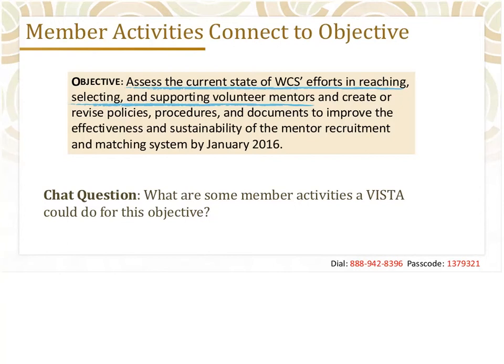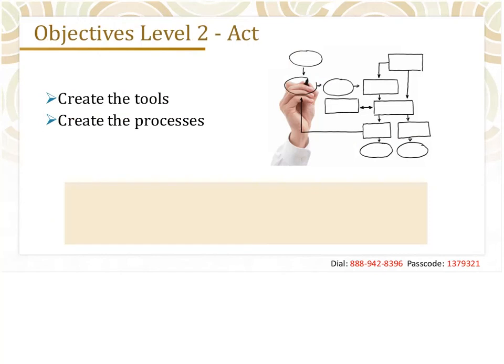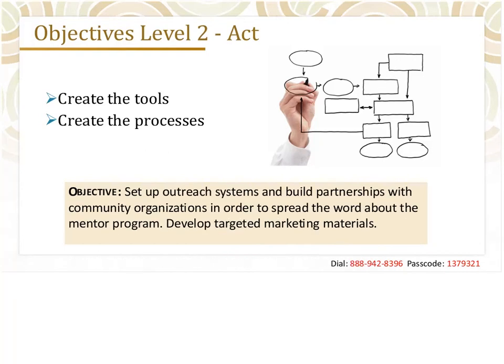I'm going to take us to that next level so we can start to take a look at that one as well. And I'll be honest, this is probably one that most supervisors are most familiar with, the whole ACT piece, where we start to say in these objectives, we're going to create the tools, we're going to create the processes. Now, Andy, go ahead and show an example objective that would fall under this. Using our sample VAD, we're talking here about set up outreach systems and build partnerships with community organizations in order to spread the word about the mentor program, develop targeted marketing materials.